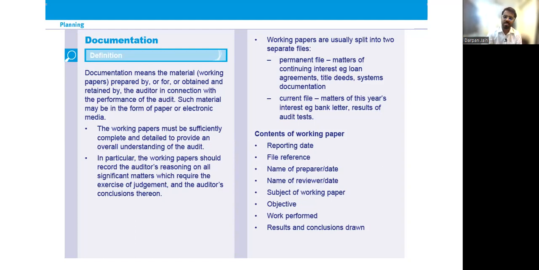So file reference. Next, name of the preparer, right? Who's preparing it? Date, when are you preparing it? Name of the reviewer and date of his review. Who's going to review this working paper? Also, every work which is being done is reviewed by a senior person. So if the audit staff is making this working paper, it will be reviewed by the assistant manager. If the assistant manager is making this working paper, it will be reviewed by a manager.